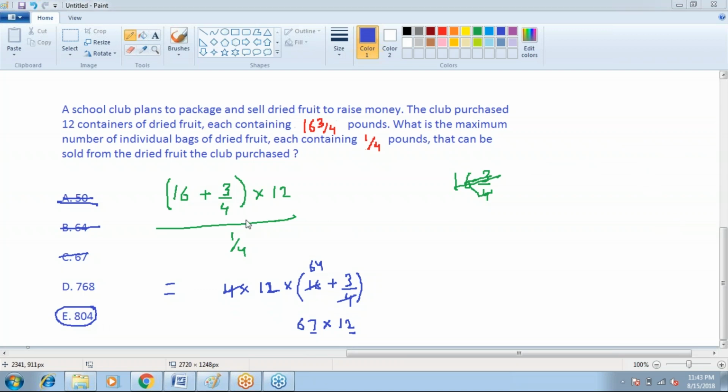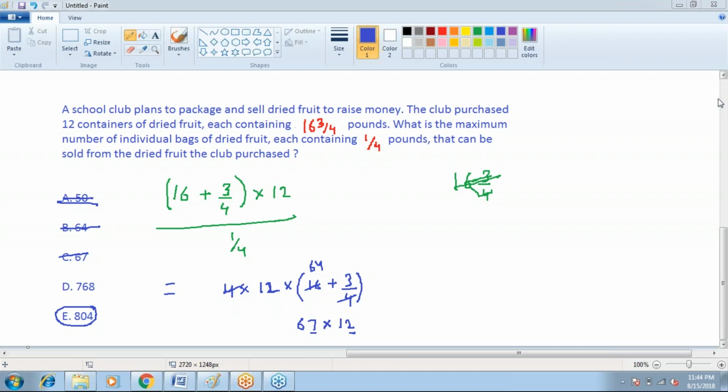Why divided by 1 by 4? How else are you going to get the answer? Because they are selling it, or they are dividing it into individual bags, each containing 1 by 4 pounds. So the entire stuff they are dividing into small packets of 1 by 4 pounds each. So you have to divide the entire quantity by 1 by 4, right? Okay. So the question you could already do. What I just did was to tell you my perspective on this.